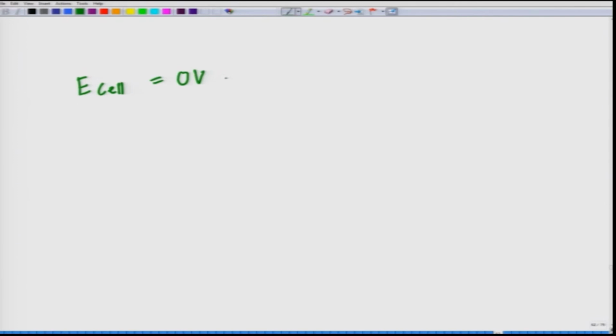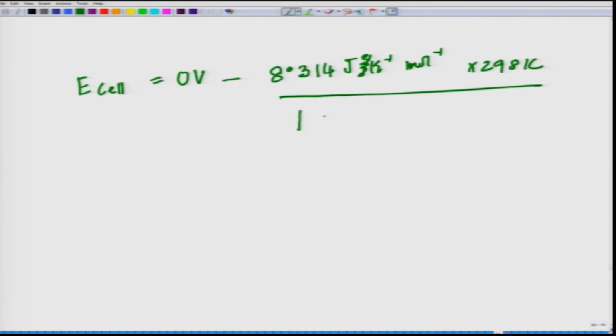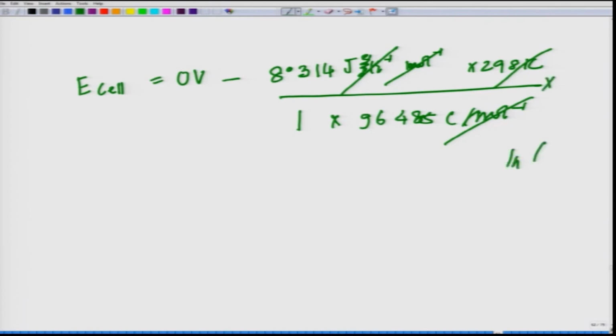Now E cell is equal to 0 volt minus, putting in the values, the gas constant 8.314 joules per Kelvin per mole, multiplied by 298 Kelvin, which is 25 degrees centigrade, with 1 electron transferred, which is Z, multiplied by Faraday's constant, 96,485 coulombs per mole. The moles and Kelvins cancel, and this is multiplied by the natural log of 0.1 divided by 0.5. What you essentially get is 0.04 volt.